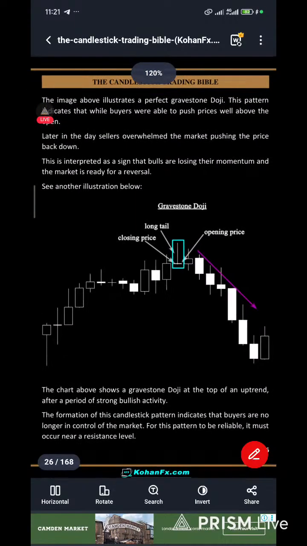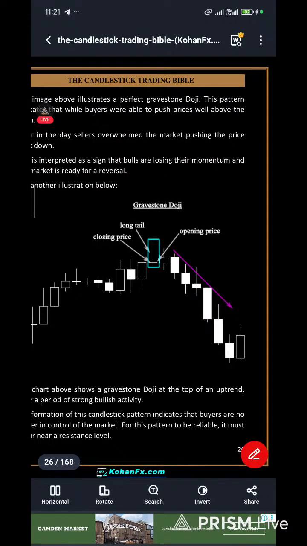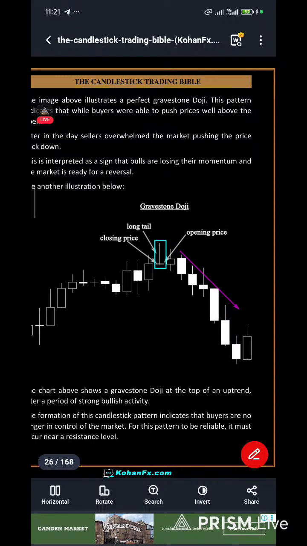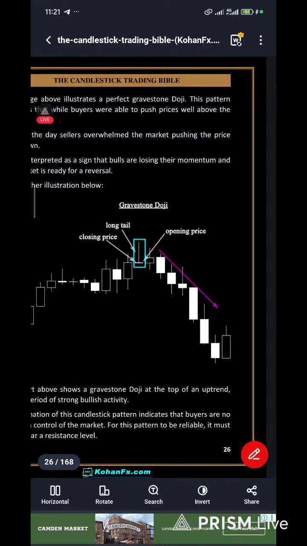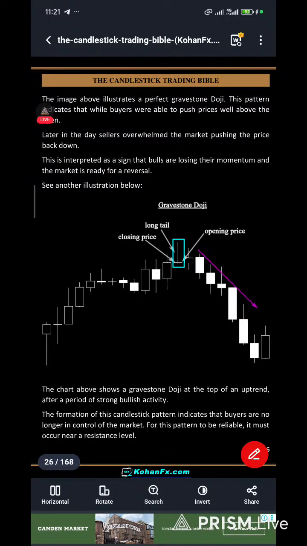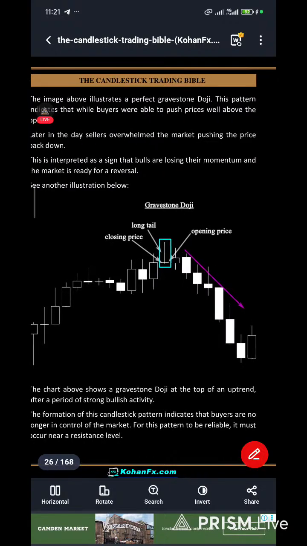So as you can see, the sellers pushed the price back down. The buyers were in control of the market. Have you seen the candlestick form? That was the closing price, and this is the opening price. They are almost the same. And boom, a long wick, a long tail, a long shadow happened. And when the long shadow happened, the market turned down.